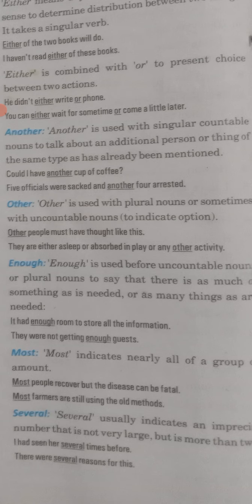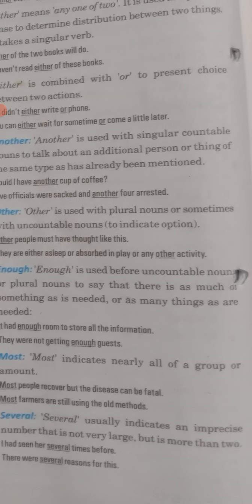Most means you are indicating almost a group, the most amount of people. Like most people recover from the disease that can be fatal. So you are highlighting a group over there. Several means you are indicating a number that is not very large but is more than two. Like, I had seen her several times, you had seen her more than one or two times. It's not one quantity, it is more than two.